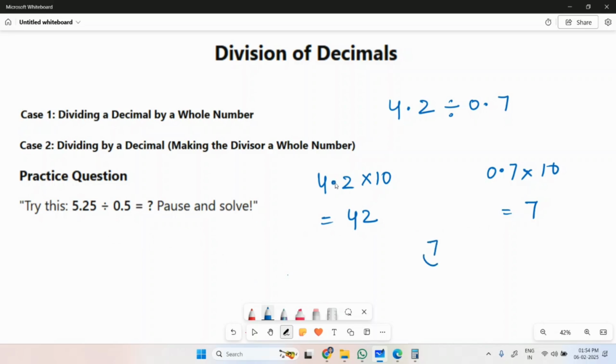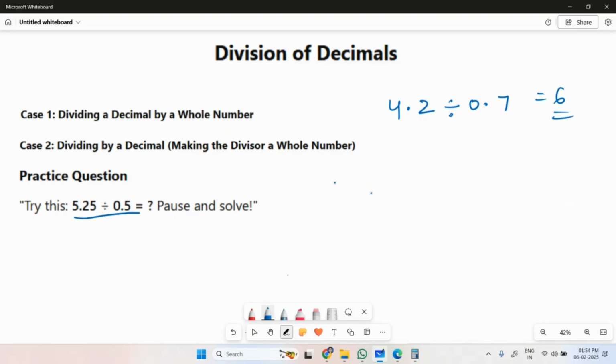Now you got both are whole numbers. Now let's divide 42 divided by 7. 7 times 6 is 42. The remainder is 0. So our final answer is 6. Now there is a question here for you. You try this 5.25 divided by 0.5. Pause the video, solve it and tell me your answer in the comment section and then check your answer. Your answer should be 10.5.